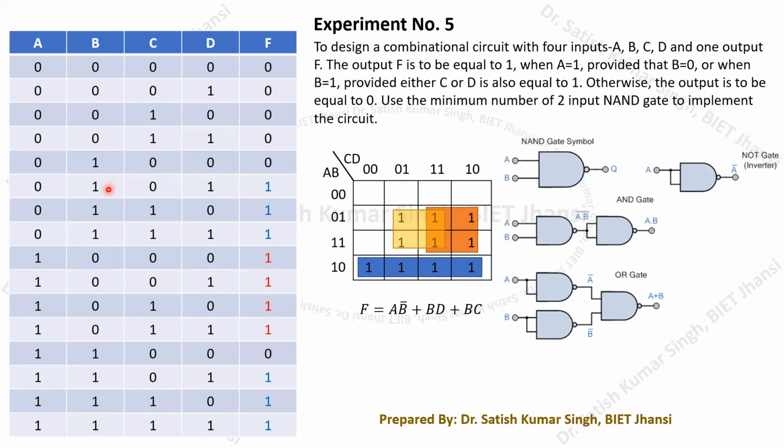So here you can see that this is B equals to 1, and here we have B equals to 1. In the first case here, you can see that both the C and D's are 0.